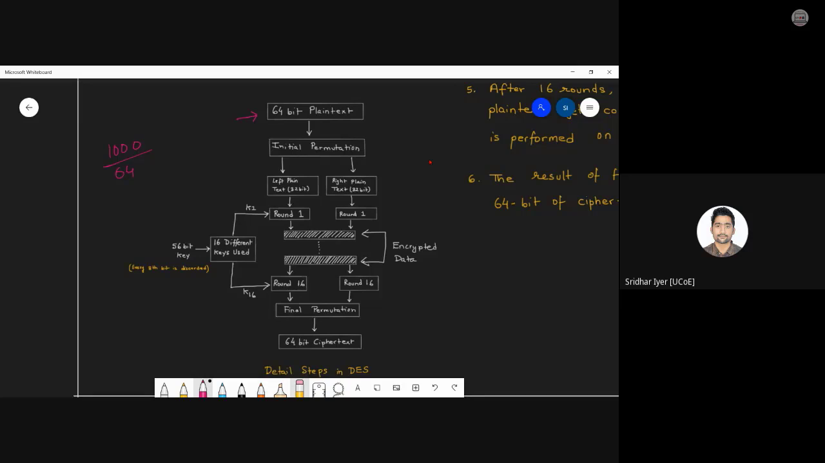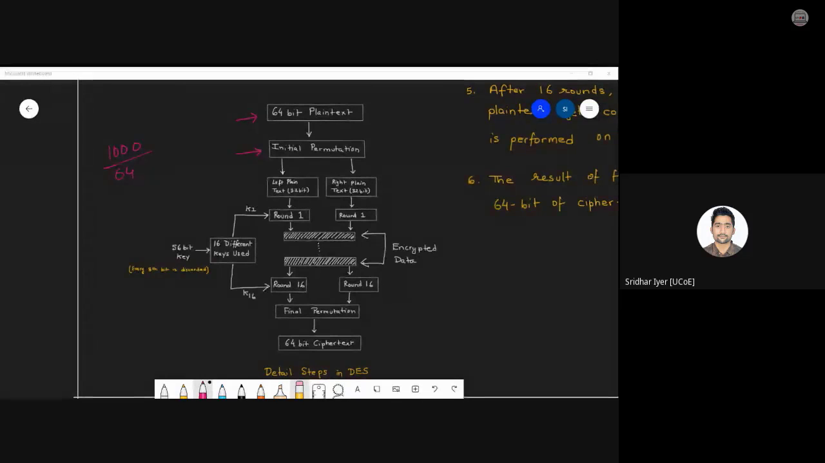That single block of plain text of size 64 bits has to go through a process that we call initial permutation. We'll see each and every one of those processes later on. First of all, tell me what is permutation. We have already seen the definition of permutation during transposition ciphers. Any idea what exactly permutation is? Come on, let me know the answers. Try to recollect what we had done in the case of transposition ciphers. You will get the answer.